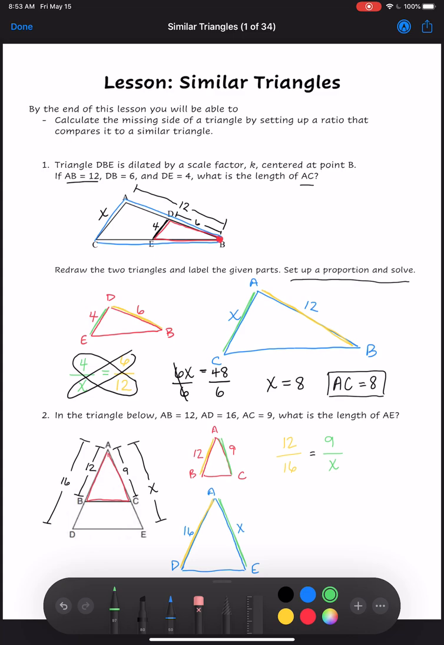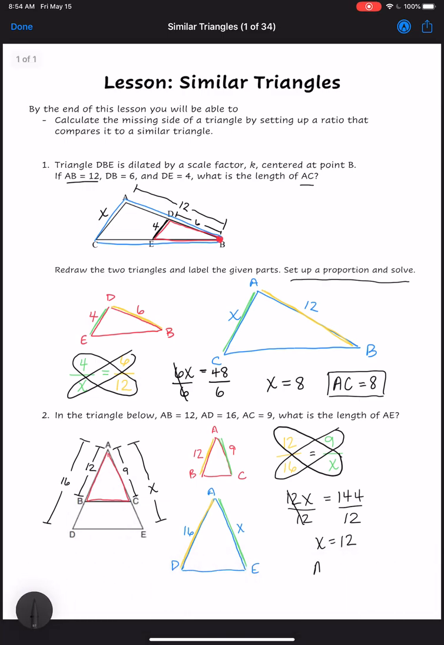And now what we're going to do is cross multiply. I always like to start with my variable. I like my variable on the left-hand side. So we have 12x, 12 times x, is equal to, and 16 times 9 is 144. Then all we're going to do is divide by 12. This cancels out, and x is equal to 12. So therefore, AE is equal to 12.